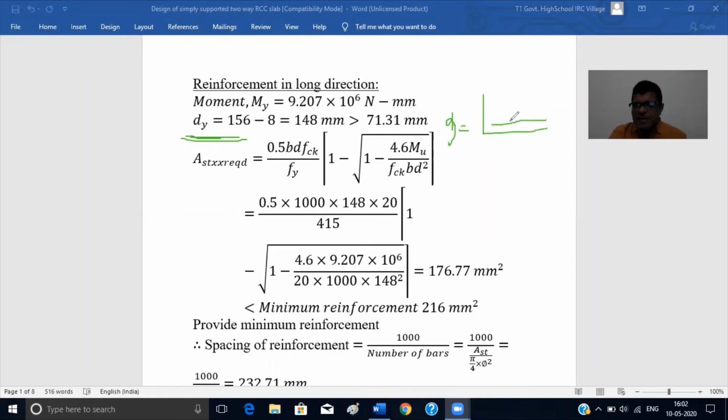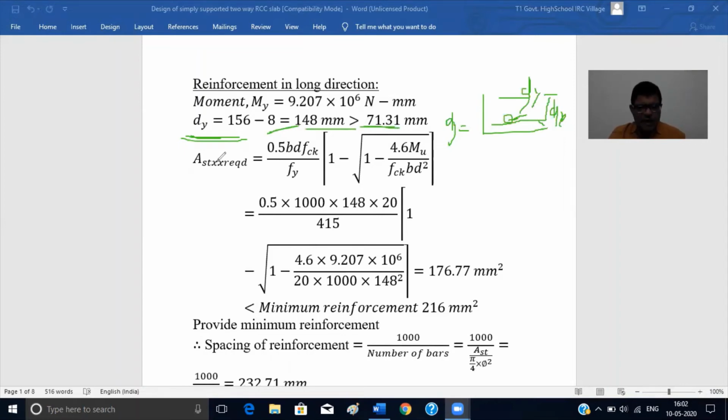Here is the main bar, then there will be distribution steel. So center of this to this. This was your dx, up to this it was dx, now up to this is dy. So dy will be dx minus half of this term and half of this term. Since both are the same 8 mm bars, we subtract 8. So it is 148, which is again more than the value required, that is 71 millimeter.